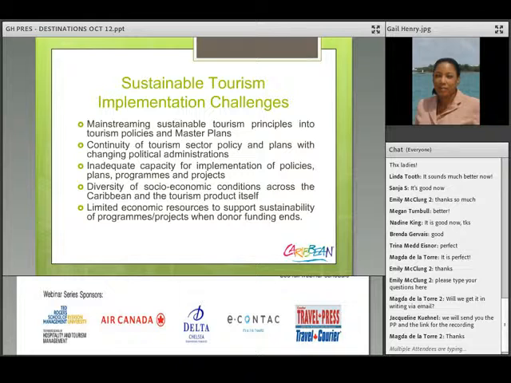And how do we continue projects that are started using donor funds? We have many donors present in this region, such as the Inter-American Development Bank, etc., that are providing funds for a lot of projects at the regional and national level.